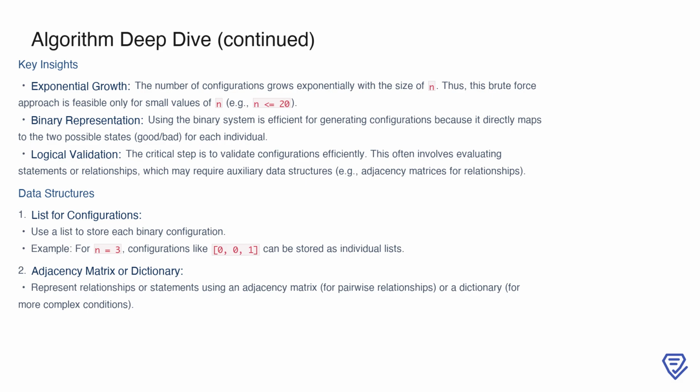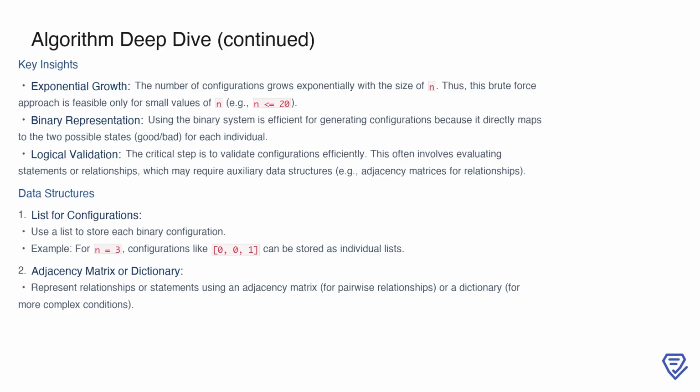There are several key insights to consider as we dive deeper into the algorithm. First, the number of configurations grows exponentially with n. Because of this, the brute force approach is practical only for smaller values of n, such as 20 or less. Next, the use of binary representation is particularly efficient, as it directly maps to the two possible states for each individual, good or bad. This makes it straightforward to generate and iterate through all configurations.